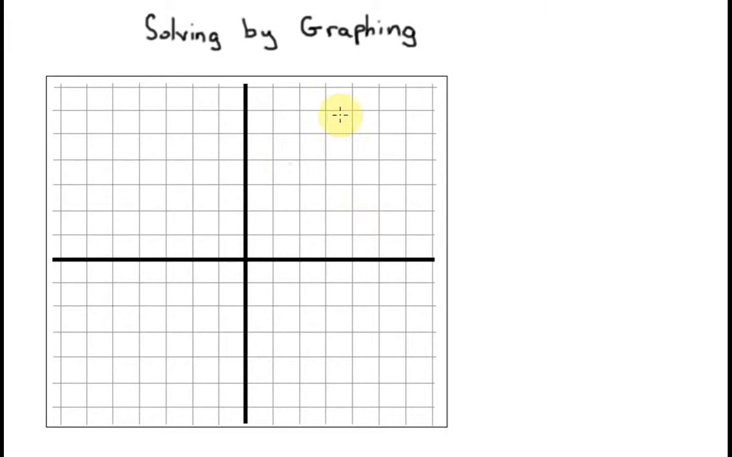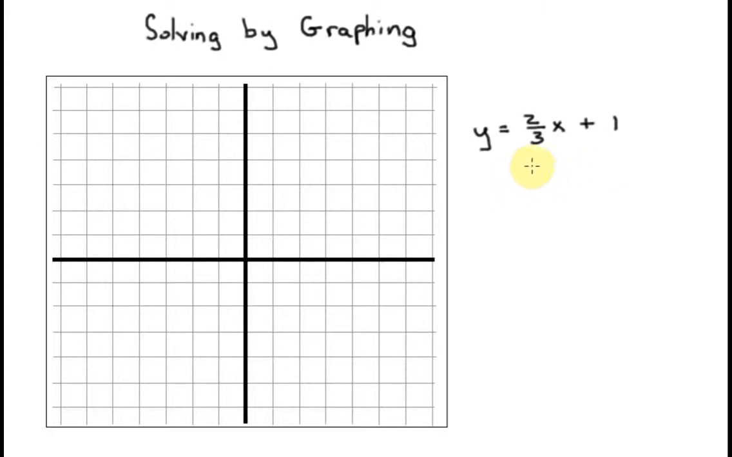Now before we start that, I want to refresh your memory just what a graph actually is. So suppose you had some kind of equation, say something like this: y equals 2/3 x plus 1. And I go ahead and I create the graph.